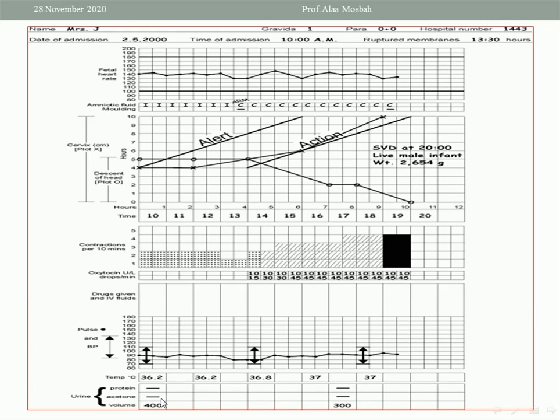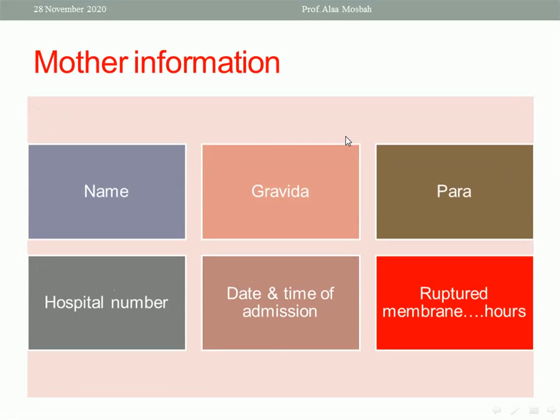Okay, this is an example of a partogram, and here the result at the end was spontaneous vaginal delivery at 20, resulting in a live male infant weighing 2.6 kilogram. Okay, so this is an example of the partogram for one case. So let us start the details about the partogram.